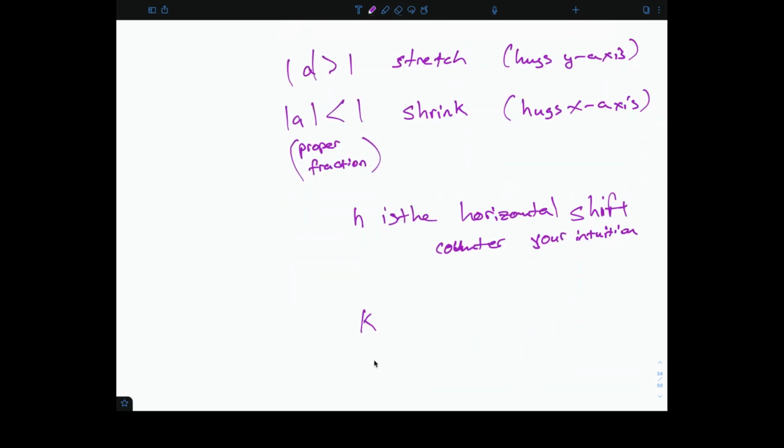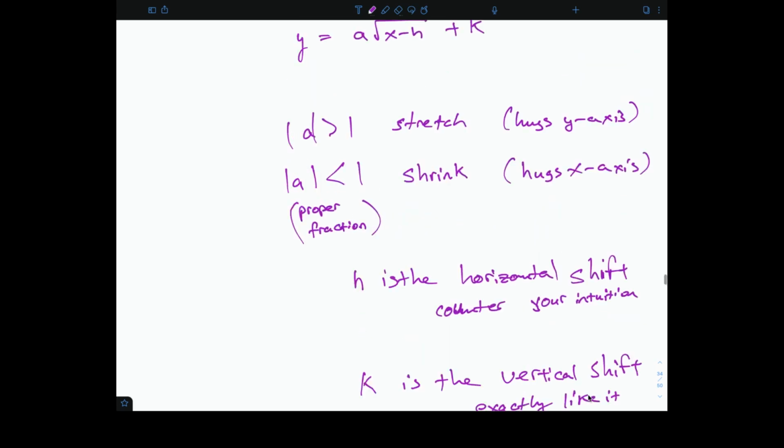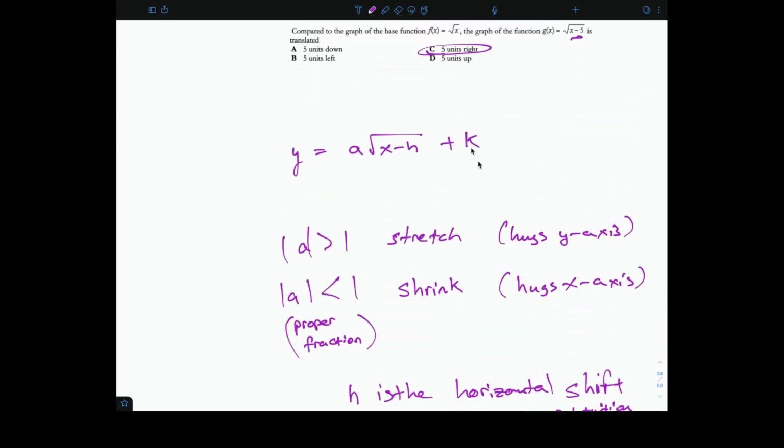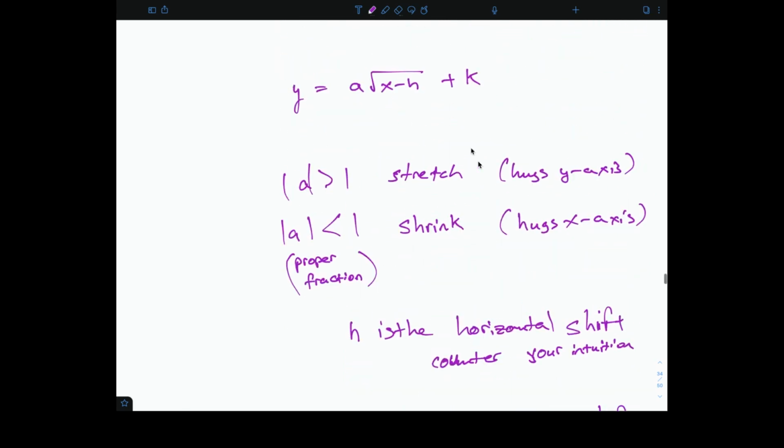And k is the vertical shift. And this is exactly like it says. So this is like your intuition. So what I mean by this, if you have like a plus 2 in the back, then it shifts it up, minus 2 shifts it down. Okay, so that is it.